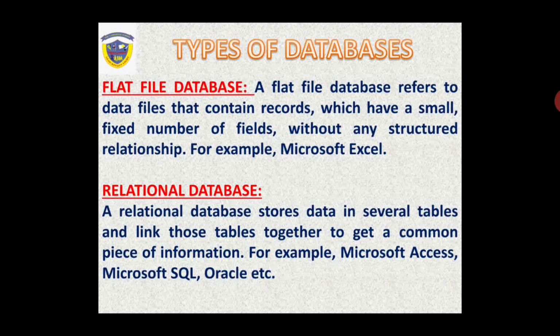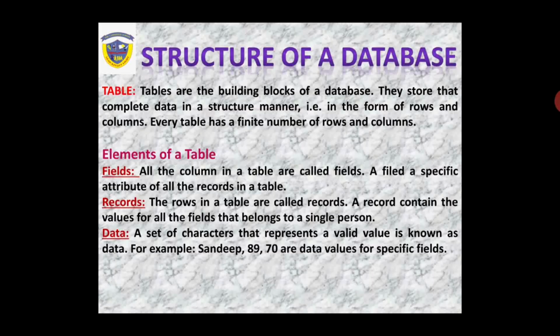Next is relational database. A relational database stores data in several tables and links those tables together to get a common piece of information. For example, Microsoft Access, Microsoft SQL, Oracle, etc. We can make many tables and we can join them. We can cut fields from them. It is possible only in MS Access.